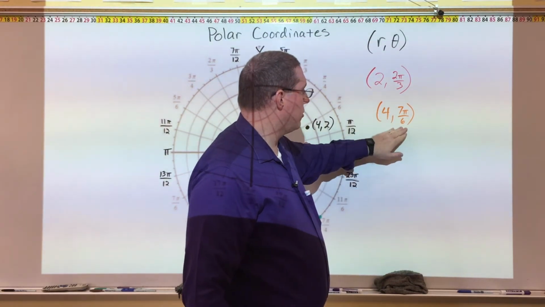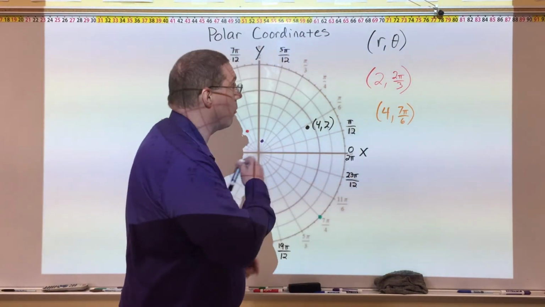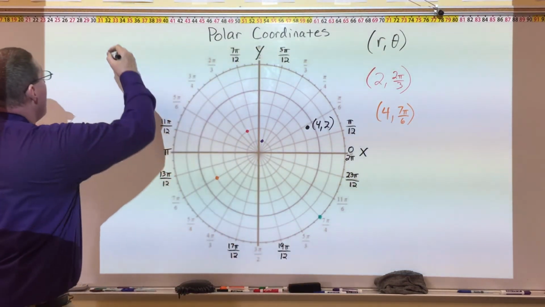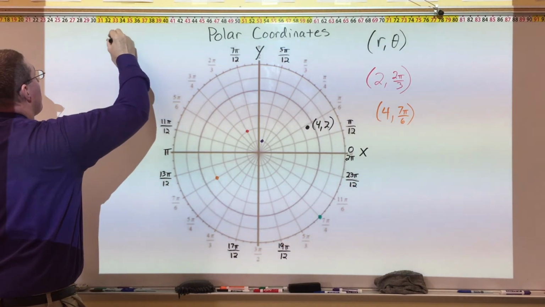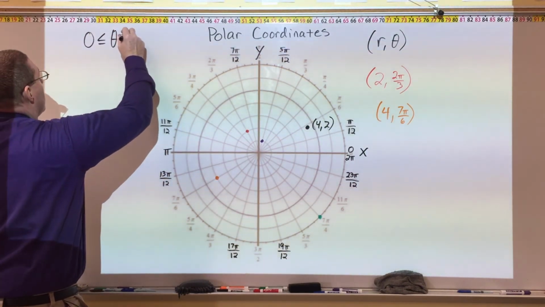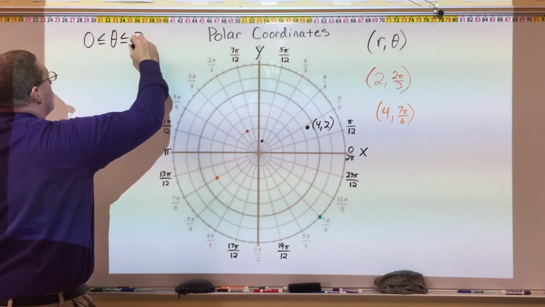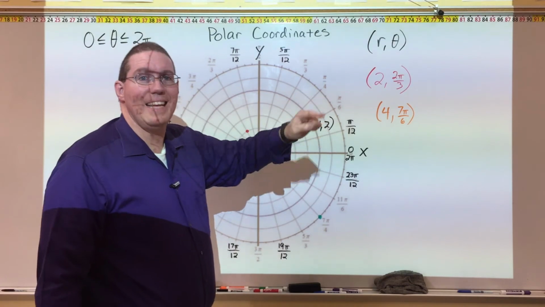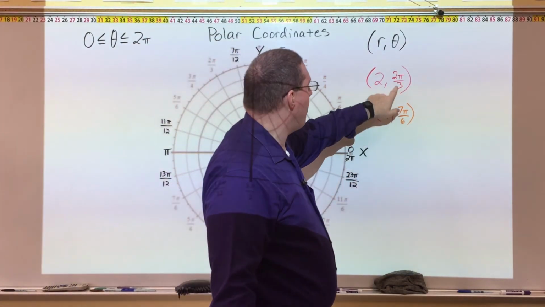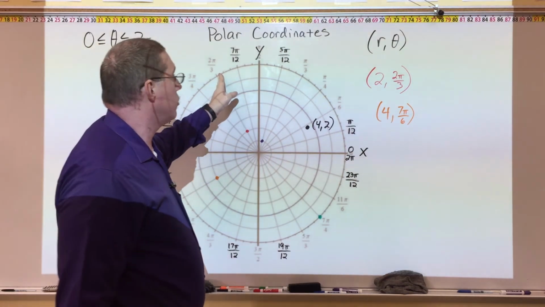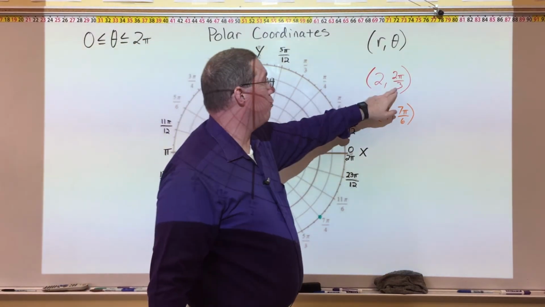In fact, this is a good time to mention something. You're going to want to write this down: theta in polar coordinates always falls between 0 radians and 2 pi radians. You can also, by the way, do polar coordinates in degrees. So you could make this 2 pi over 3, okay? You could do that as 120 degrees instead of 2 pi over 3.